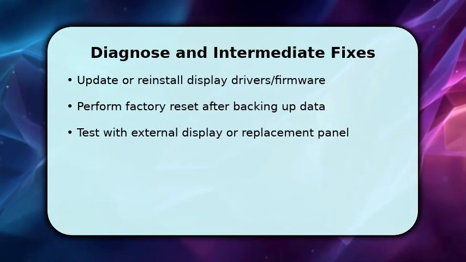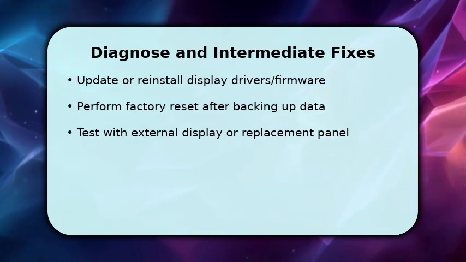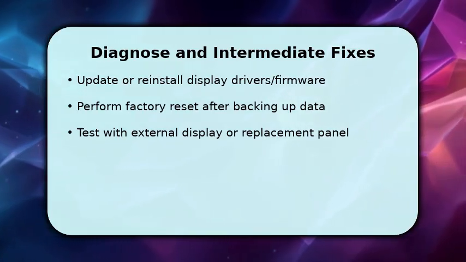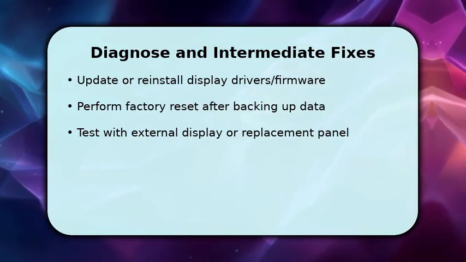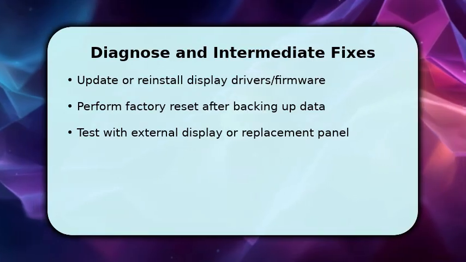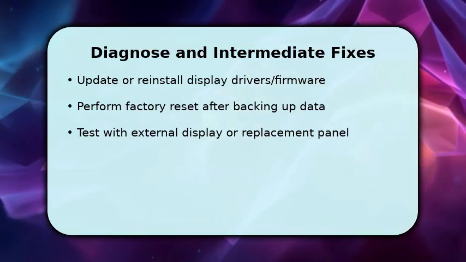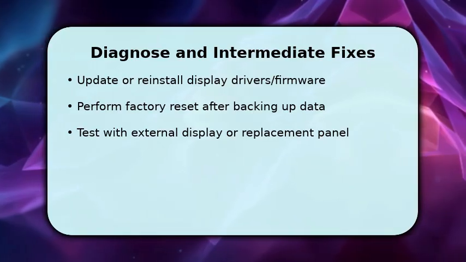First, update or reinstall the phone's display firmware or system updates. Corrupted drivers can shift color channels and cause green screens. If updates fail, back up your data and perform a factory reset. This rules out persistent system corruption.